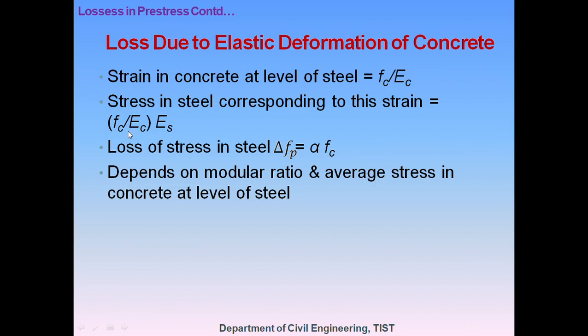As per the compatibility equation, the strain in steel and strain in the tendon can be equal to the strain in the concrete at the level of steel. That's why εs = εc, so εs/εc can be substituted by α, where α is the modular ratio. Therefore, loss of stress in steel is equal to α times fc. This loss of stress in steel due to the elastic deformation of concrete, or elastic shortening of concrete, depends on the modular ratio and average stress in concrete at the level of steel.